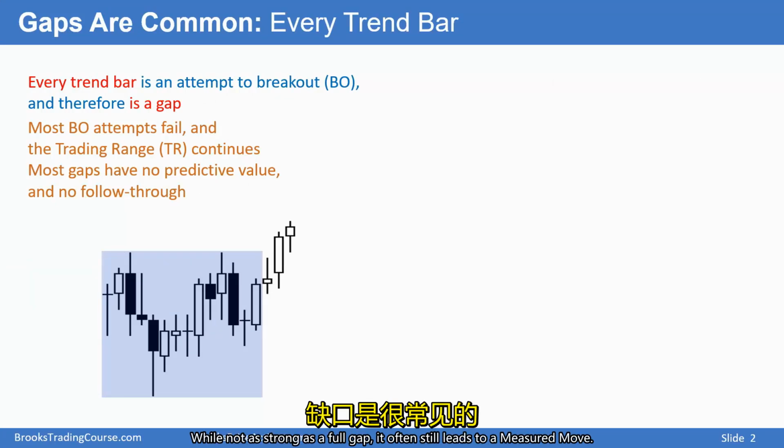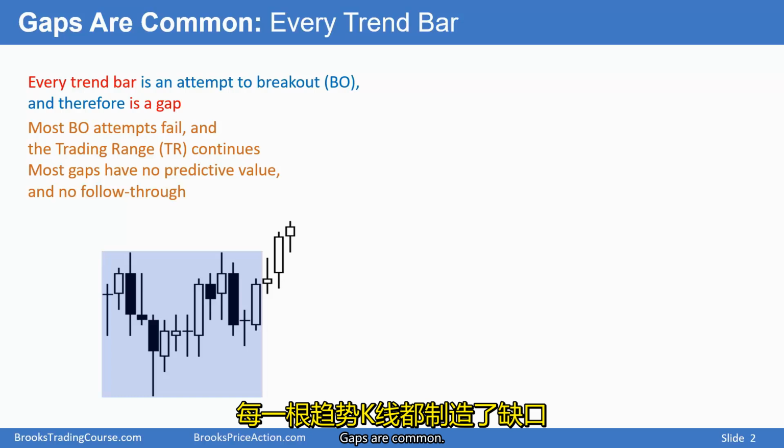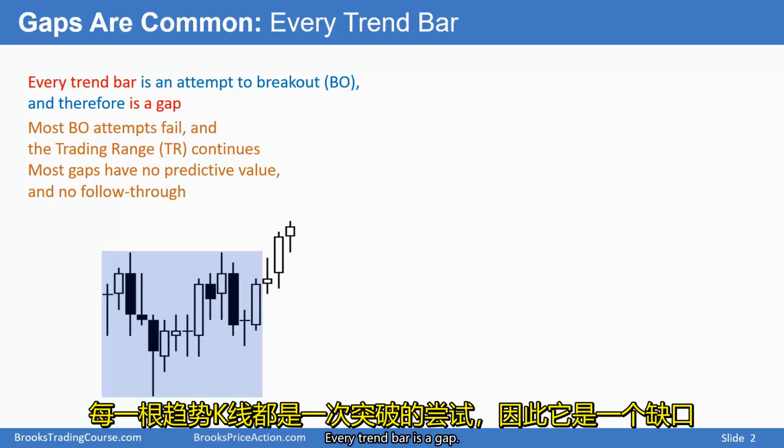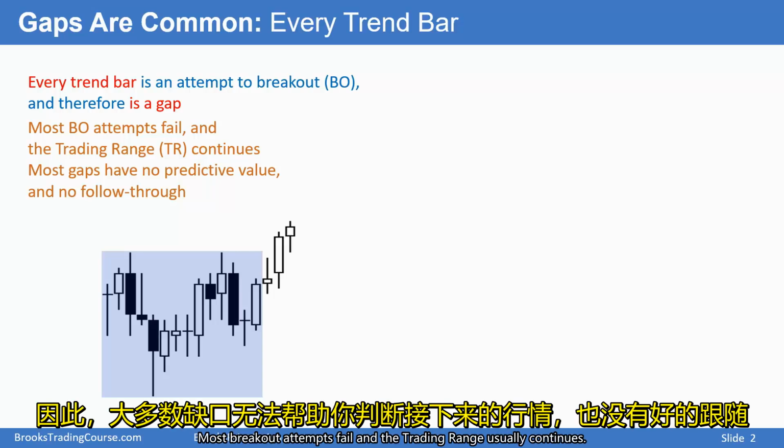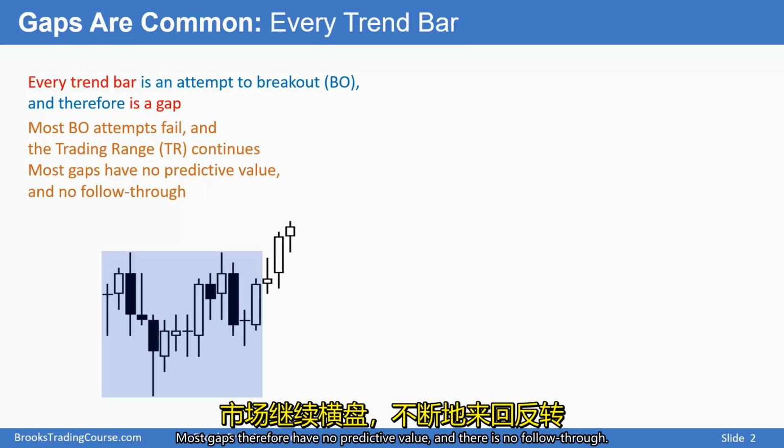Gaps are common. Every trend bar is a gap. Every trend bar is an attempt to break out, and therefore it's a gap. Most breakout attempts fail, and the trading range usually continues. Most gaps, therefore, have no predictive value, and there is no follow-through. The market continues sideways or it reverses.